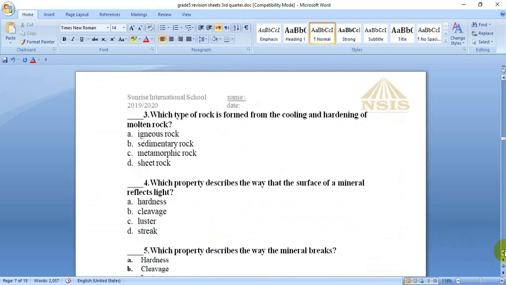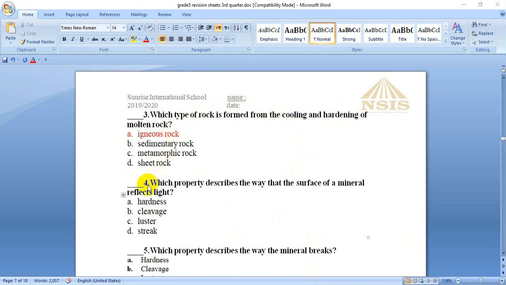Question 3. Which type of rock is formed from the cooling and hardening of molten rock? Any rock that is melted and then cooled and hardened, we call igneous rock. So the answer will be letter A. Remember, melting and cooling is for igneous rock.